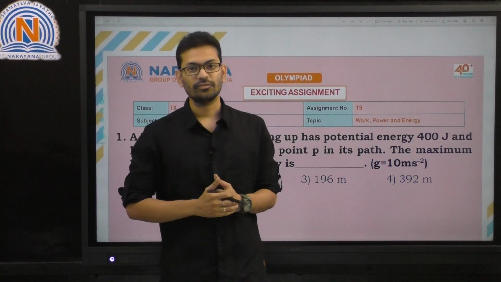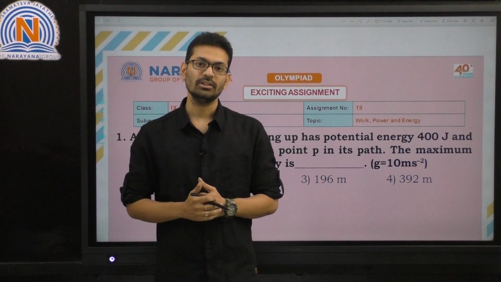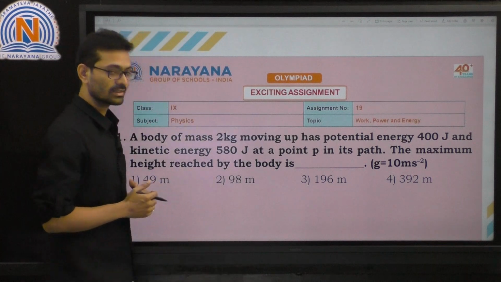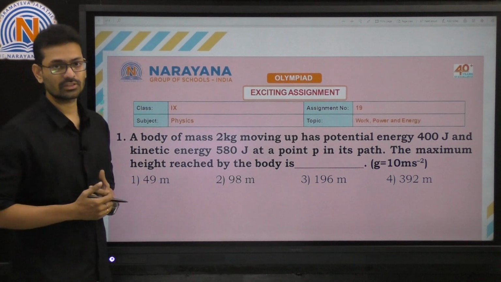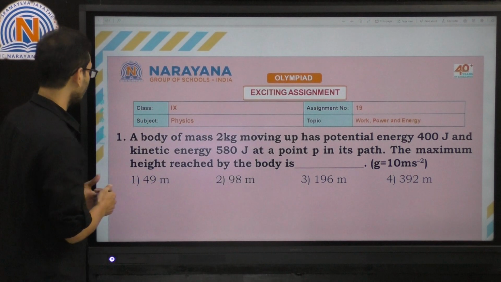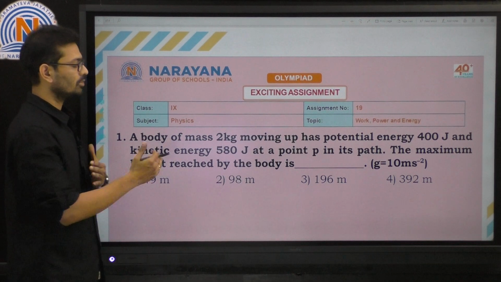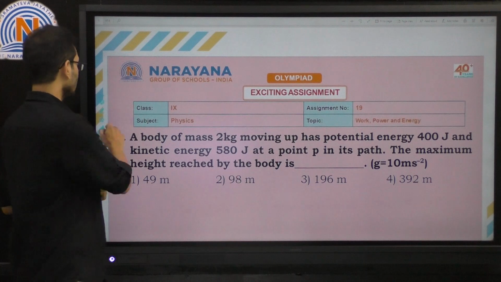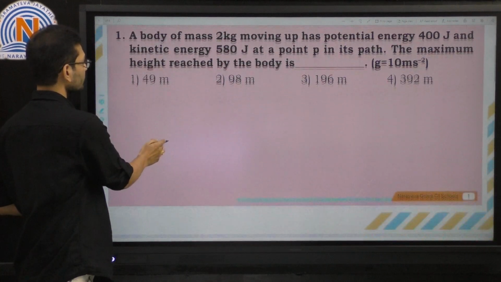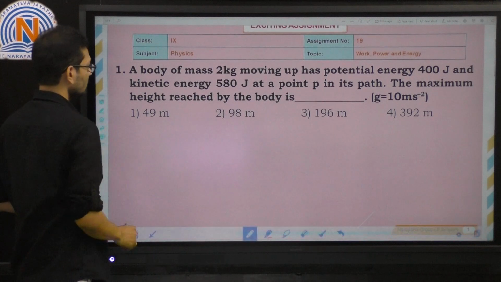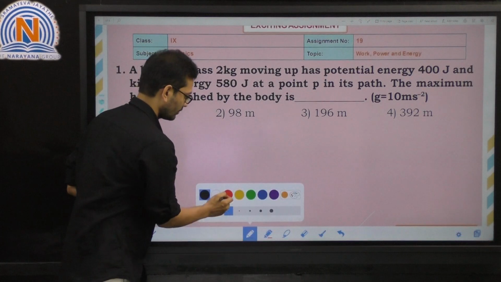Today I am in front of you all to discuss the topic work, power, energy, assignment number 19. Now in this assignment, let us see your first question, which is given as: a body of mass 2 kg moving up has potential energy 400 joules.